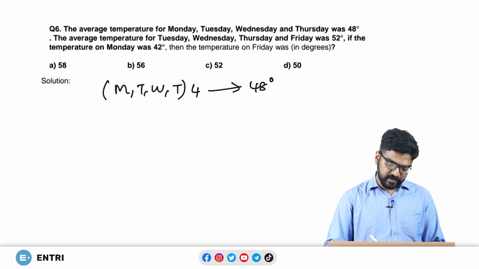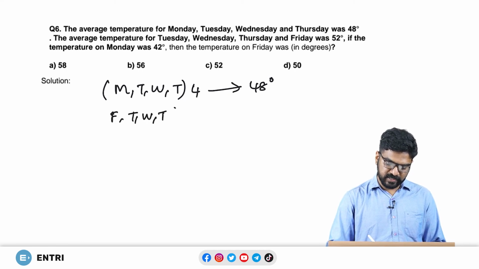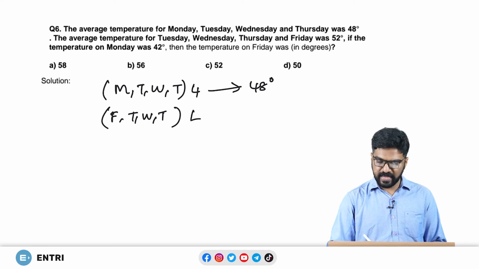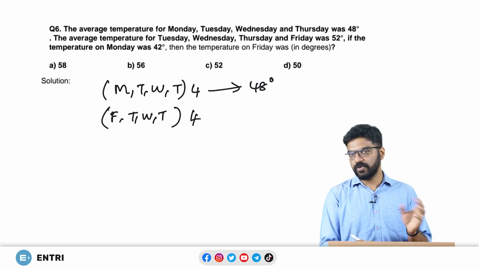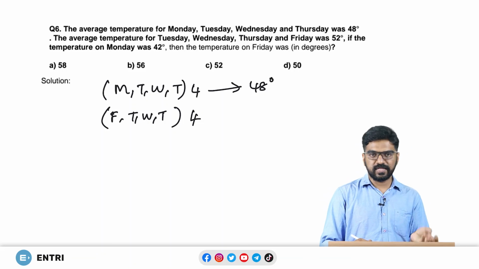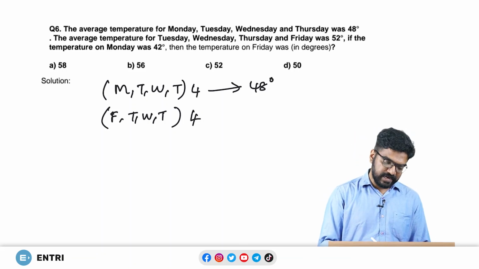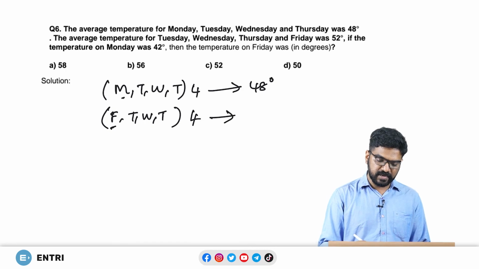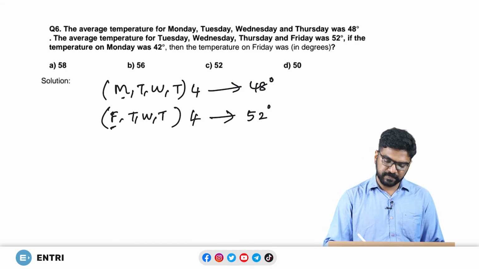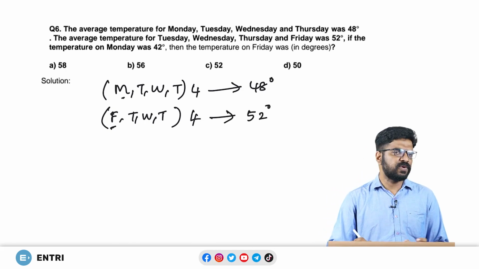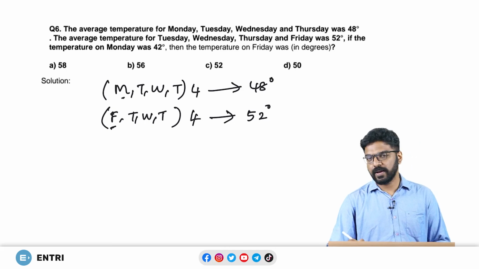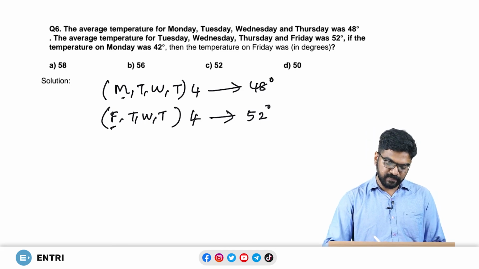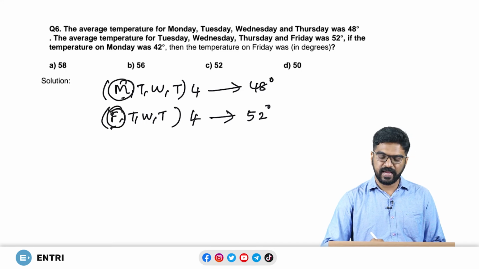Then the temperature for Tuesday, Wednesday, Thursday and Friday. So this is what we have. Again we have only 4 values. So actually what happened, there is no addition, there is only replacement. Instead of Monday's temperature, we have taken Friday's temperature. So what happened to the average temperature? It became 52 degrees Celsius. Now, how will we do this question? I told you we can apply the same method. What happened is, instead of Monday, we have Friday.